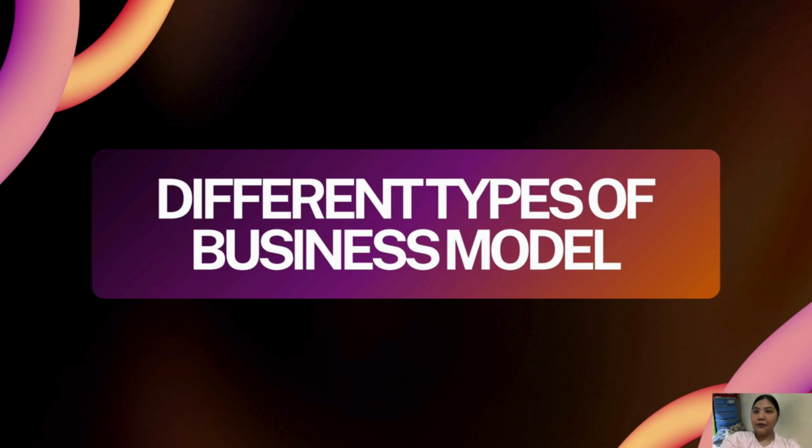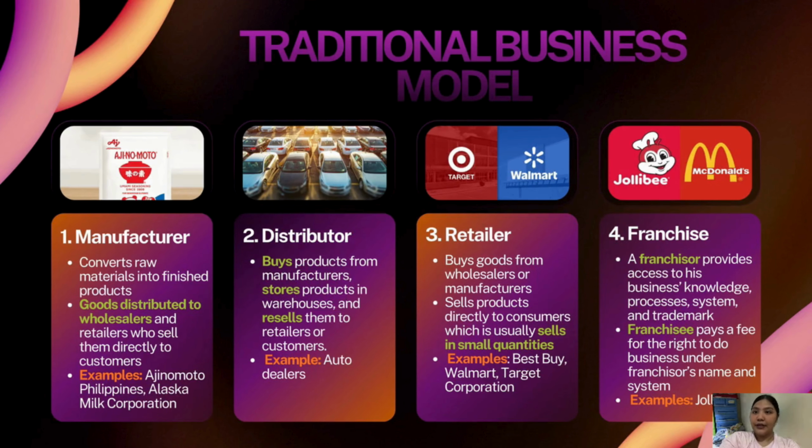Traditional business models. Manufacturer. It converts raw materials into finished products that will be sold in the market. For example nito is yung Ajinomoto Alaska Milk Corporation. Distributor. It buys products from manufacturers and resells them to retailers and customers. And ang halimbawa nito is auto dealers.